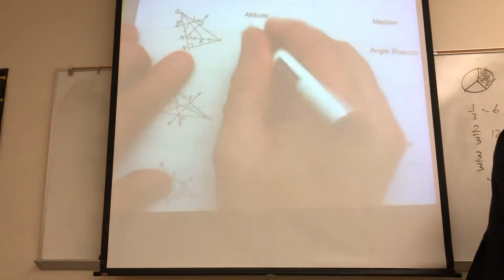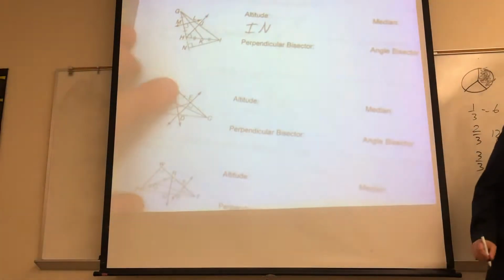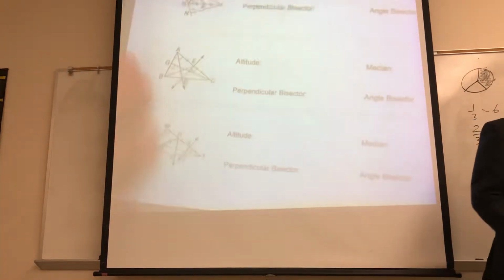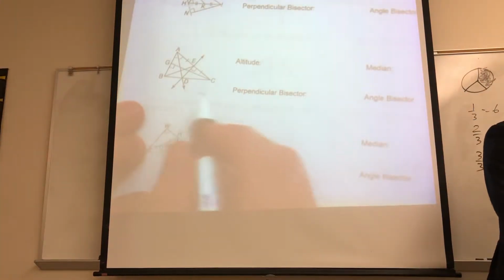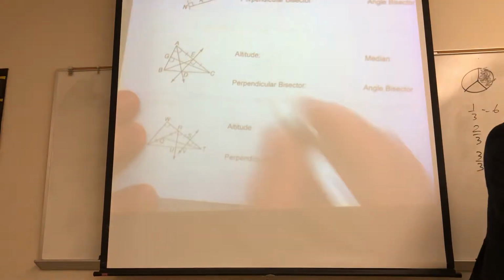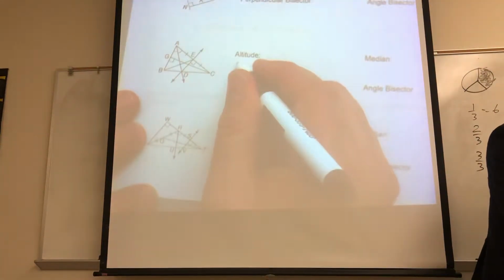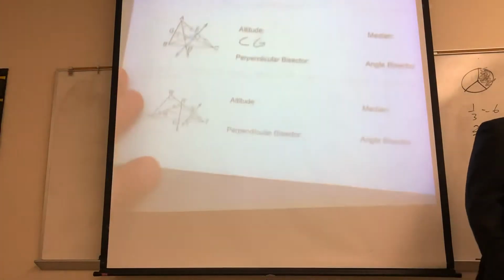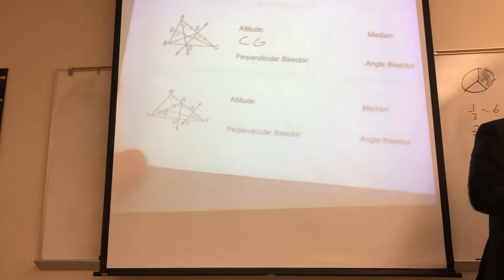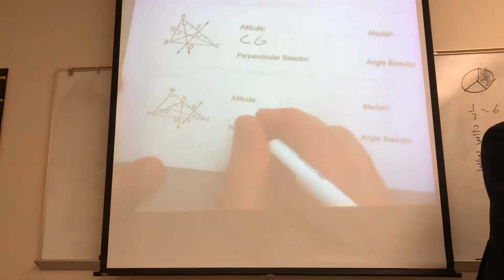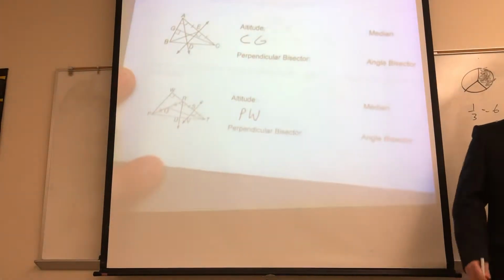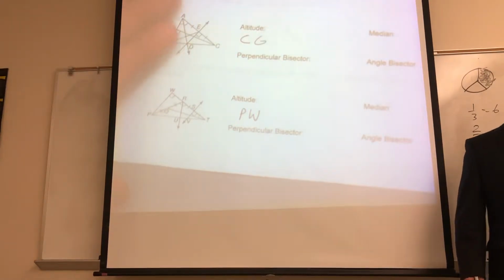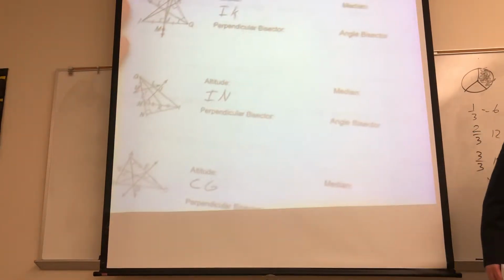On the third triangle, IN is, and you can see from this dashed line here that it's going to be on the outside. On the next one, it should be CG as my altitude. And then on this last one down here, it should be PW. Okay, so the altitude, again, 90 degrees from that side. It might be outside the triangle. A couple of those are.